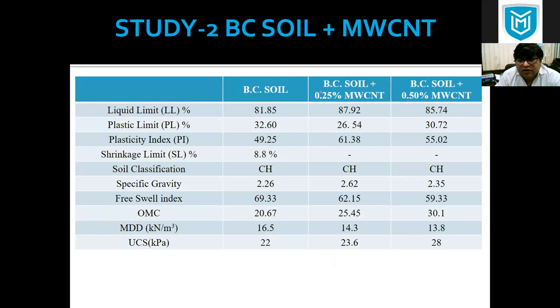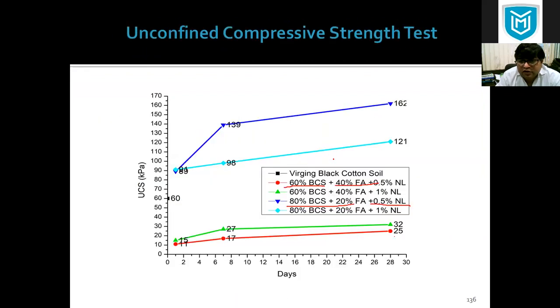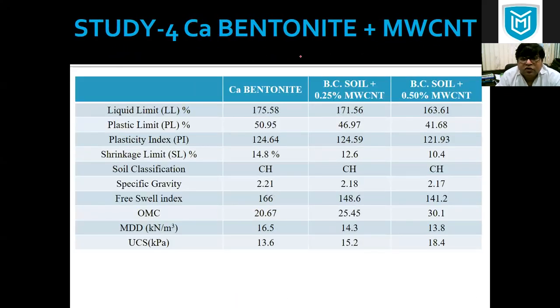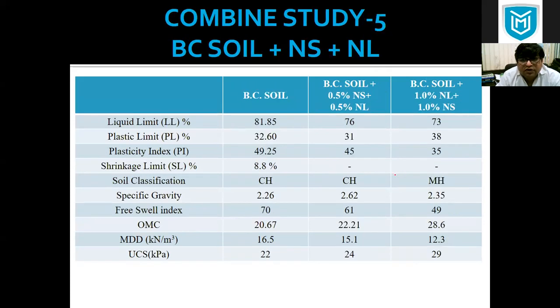Further, there was another set of tests. Black cotton soil with 0.25% multi-wall carbon nanotube, and black cotton soil with 0.5% multi-wall carbon nanotube. But these results were not encouraging. So black cotton soil directly with carbon nanotube is not a good option, but black cotton soil with fly ash and nanolime is a good option. Again, we used calcium based bentonite with multi-wall carbon nanotube. Again, results were not impressive.